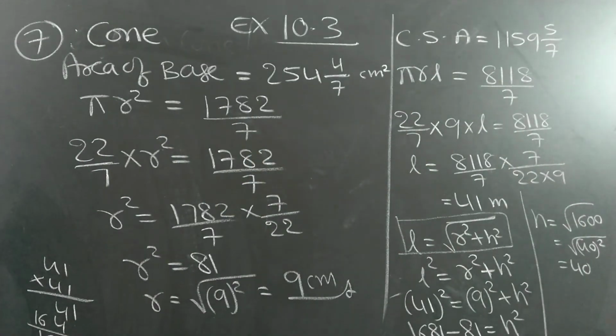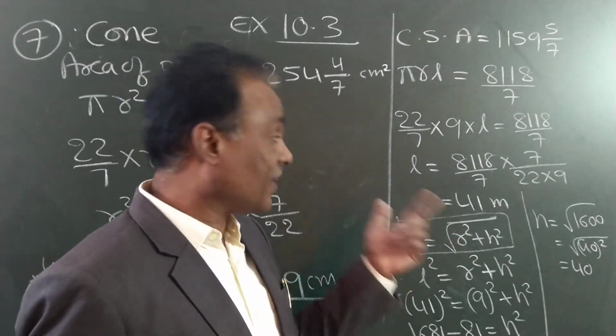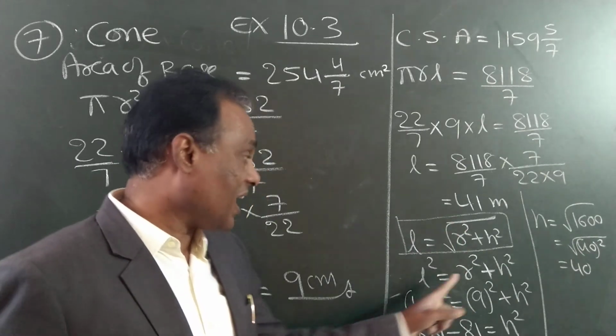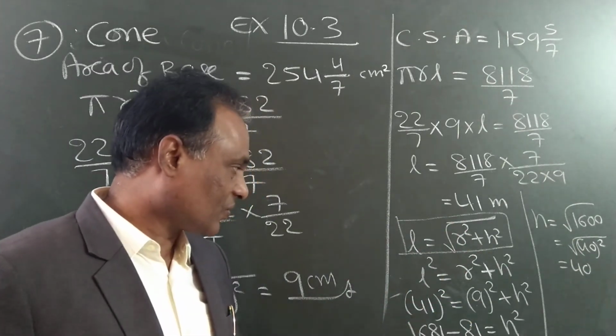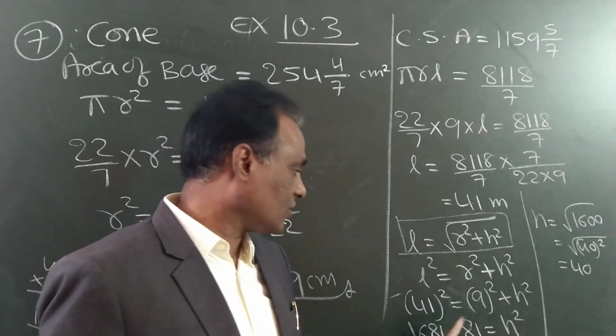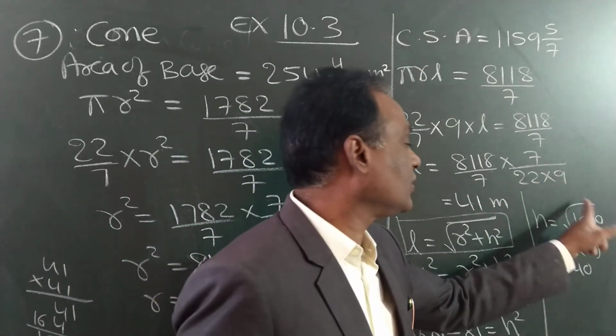Lengthy problem. First we find R, next we got L, but we don't want L, we require H. For that, this is the formula. L value 41, R value 9, 41 square is 1681, 9 square is 81, this side minus 81, H square is equal to 1681 minus 81, which is 1600. So H is equal to root 1600, which is 40.